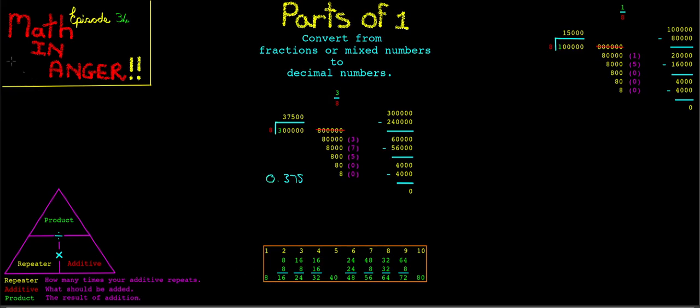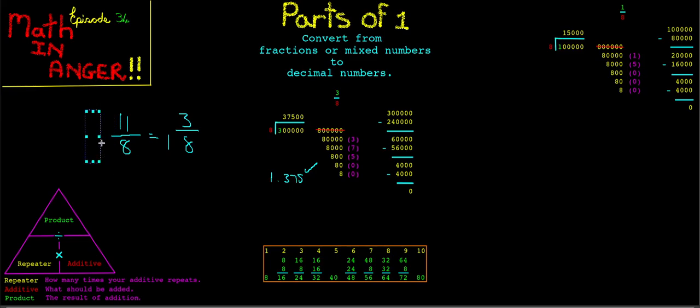Let's take a look at an improper fraction, in this case 11/8. There again, we write it as a mixed number. This will be 1 3/8. And my decimal representation of that will be 1.375. Job done.